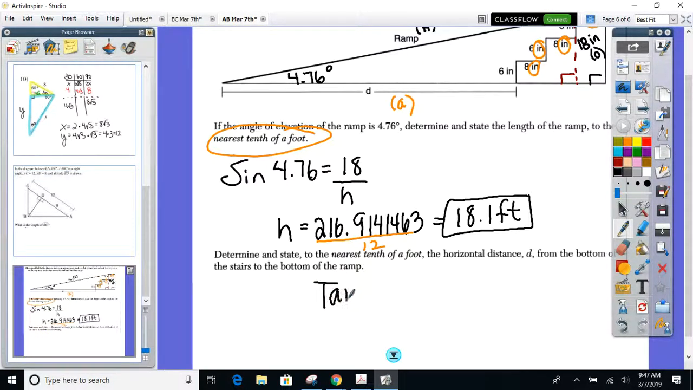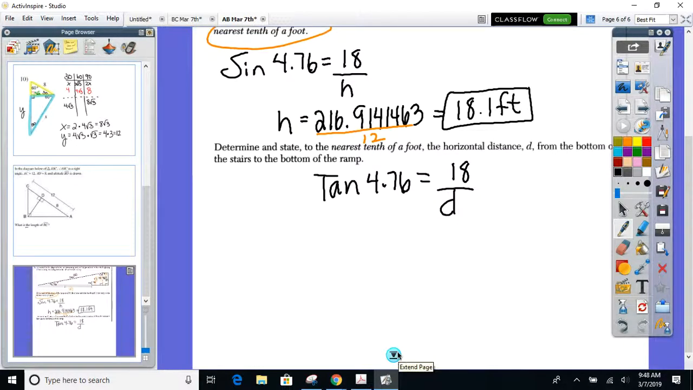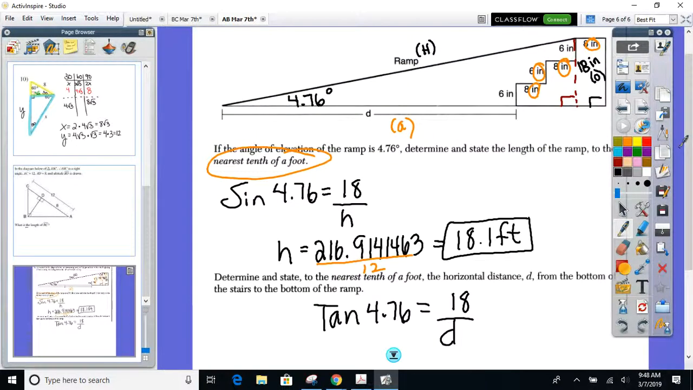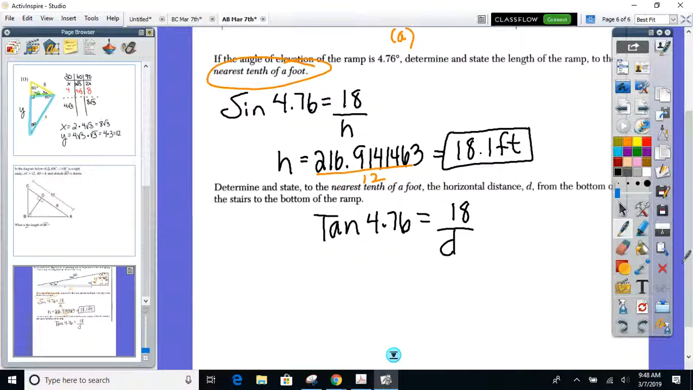I have tangent of 4.76. Anybody want to finish that? Equals 18 over D, opposite over adjacent. What's the deal, Billy? What do you got? Fine, good for you. You can do that. Like I said, multiple ways of doing this. I'm not there yet. Eventually I will get there.